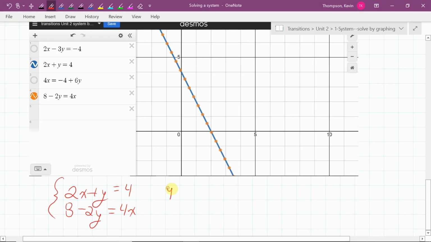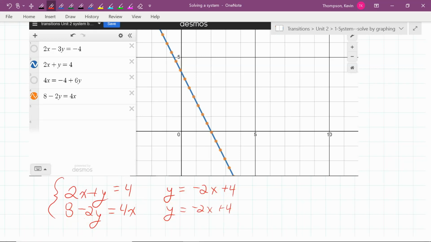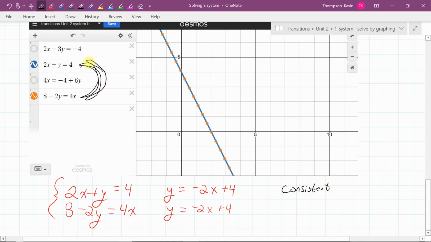So if I rearrange the bottom one, I get negative 2x. And if I rearrange this one, I'll move the 8, divide by negative 2, 4 divided by negative 2, that minus 8 divided by, I get the same equation. Same slope, same y-intercept. So we give a name to this. It's called consistent because there is a solution. So it is consistent. But the equations actually depend on each other.